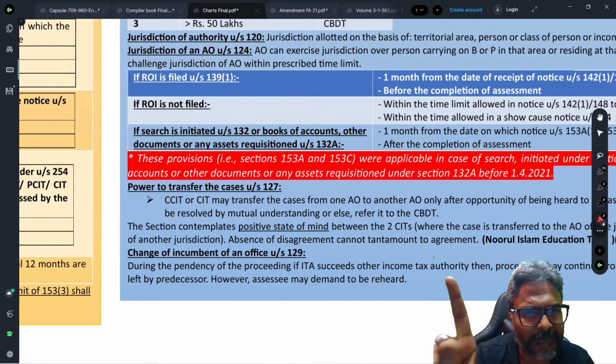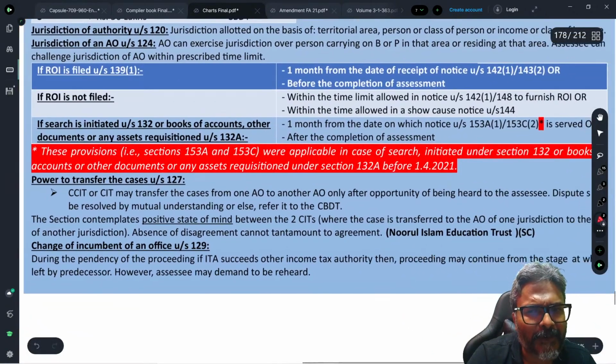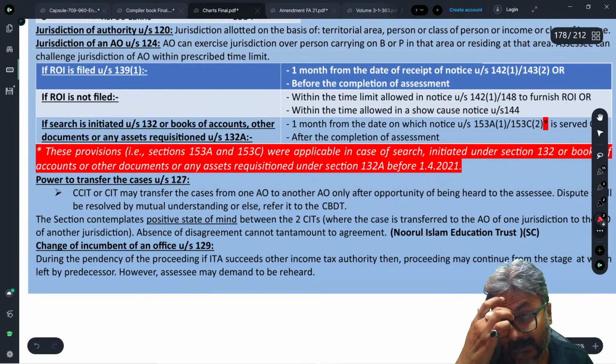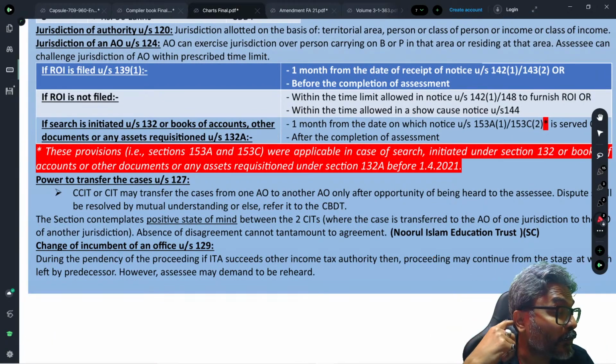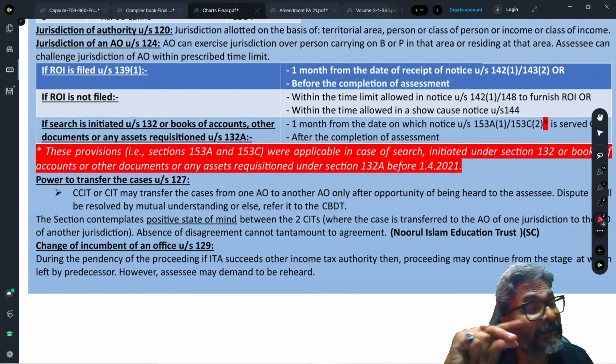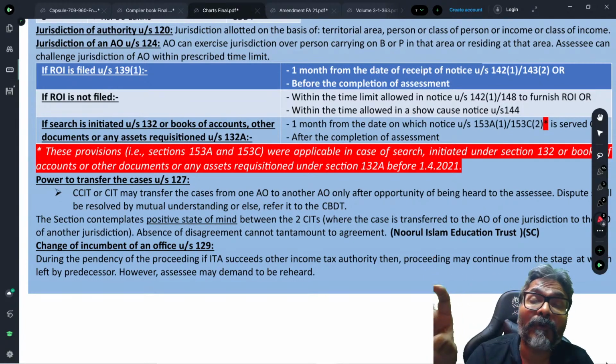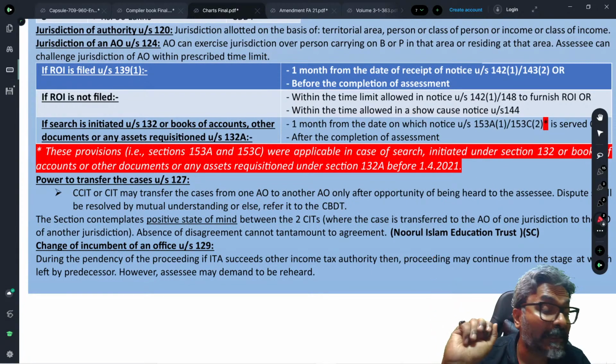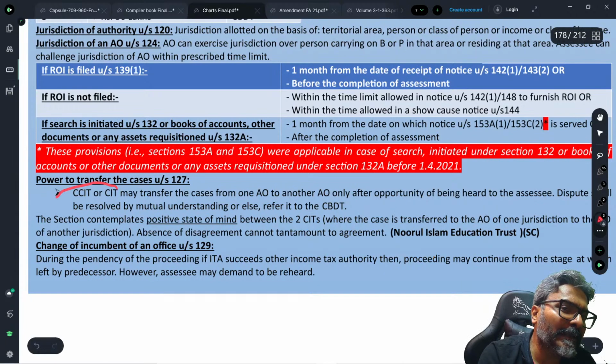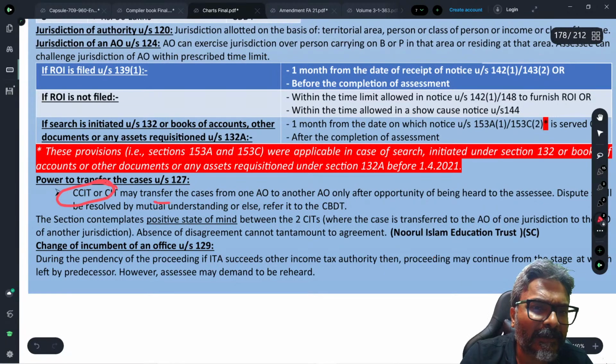The CIT will say, wait for a minute. You cannot do it because you don't know what to do. Let me do one thing. Let me transfer the case from you, the AO, to another AO who has good knowledge about stockbroker cases. So the CIT has this particular power: he can transfer the case from one AO to another AO.